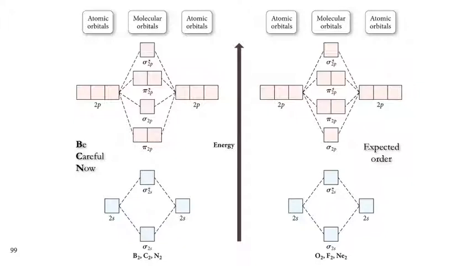So how do we remember this? Well, be careful now. Boron, carbon, and nitrogen. Be careful now. Those are going to switch the order. So these 2 have been switched in order. Be careful now. And down here we have the 2s orbitals, and they're making a sigma and a sigma star. So that's the same on both. Any questions?